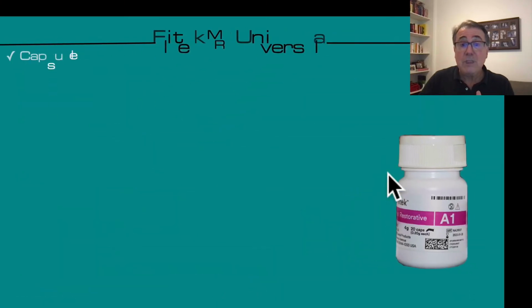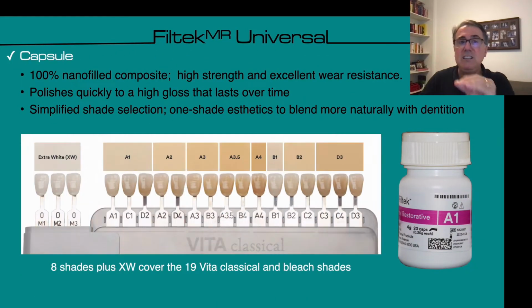I like this product very much, the Filtek Universal. As I said before, it has 8 shades plus an XW, which is an extra white shade that covers all the 19 Vita Classical and Bleach shades. It's a simplified shade selection. It's a 100% nano-filled composite. It has high strength and excellent wear resistance, and it polishes quickly to a high gloss that lasts over time.